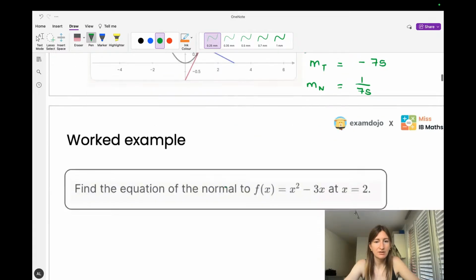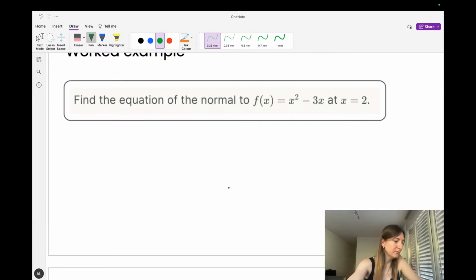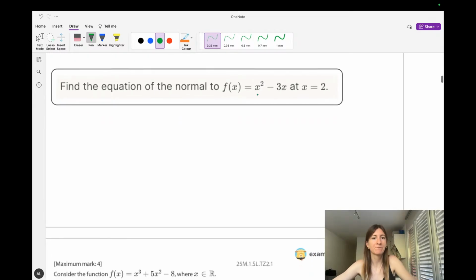So let's do an example with that. Any questions? No. All right, so let's write it out. Always helps to do this. Then you know what you're working with and what you're given.